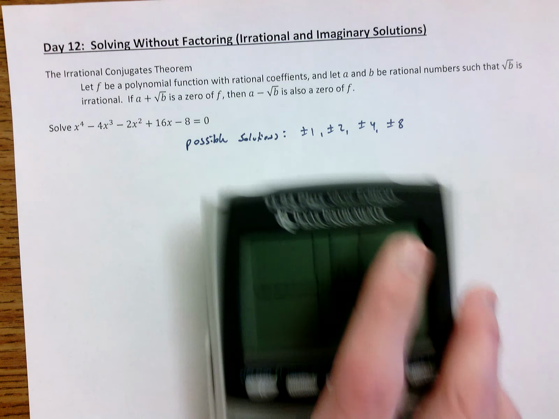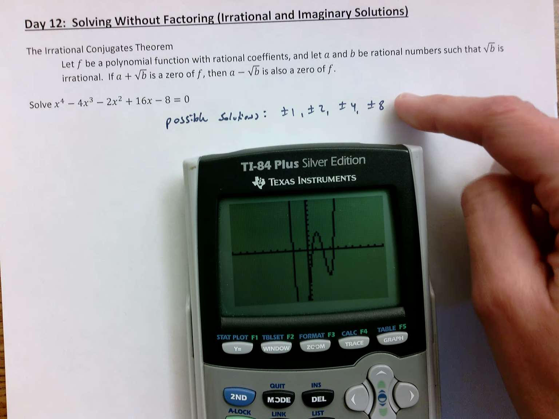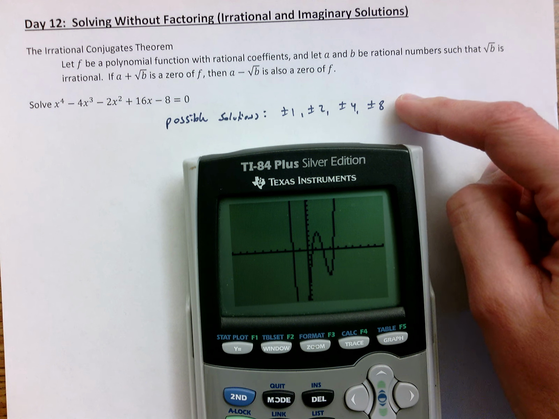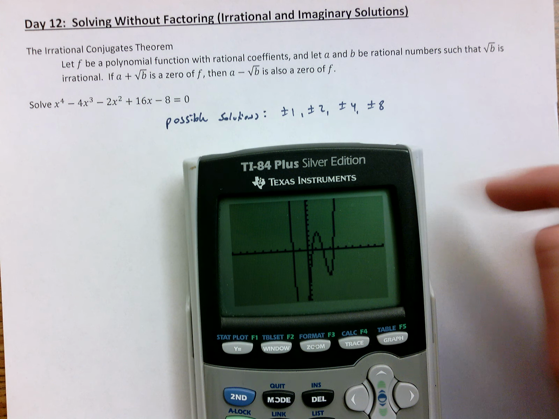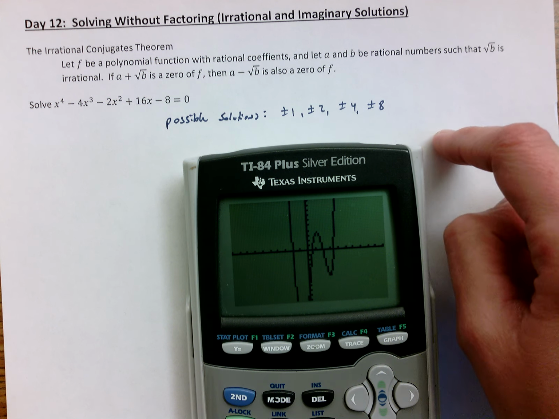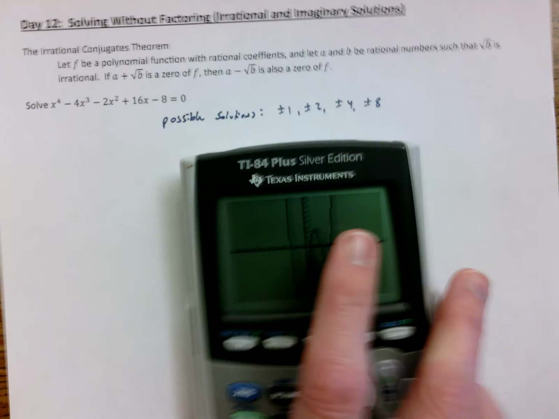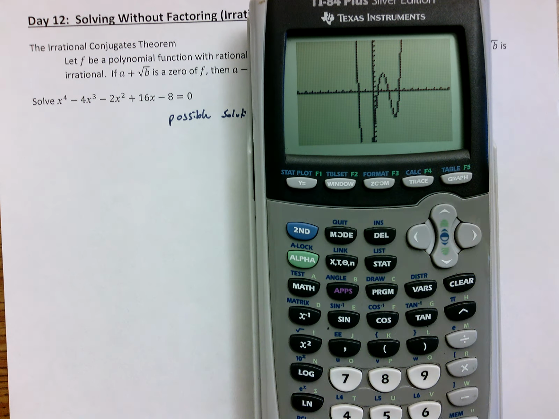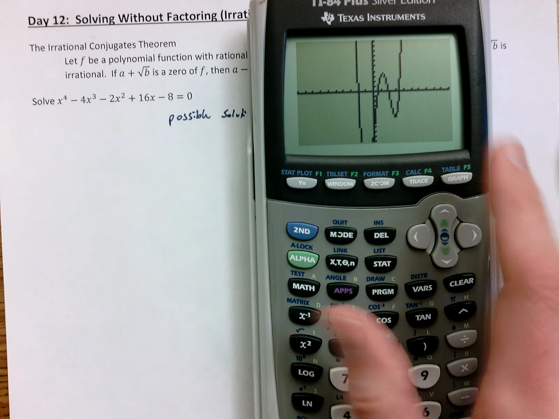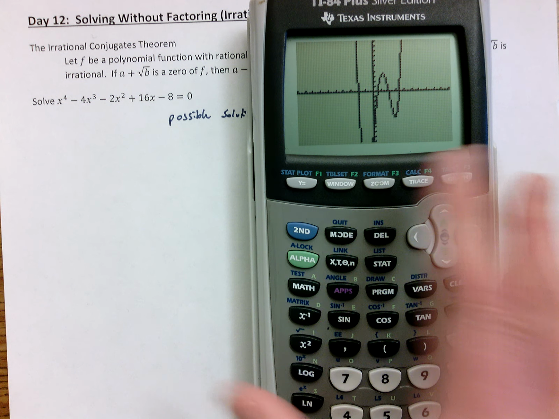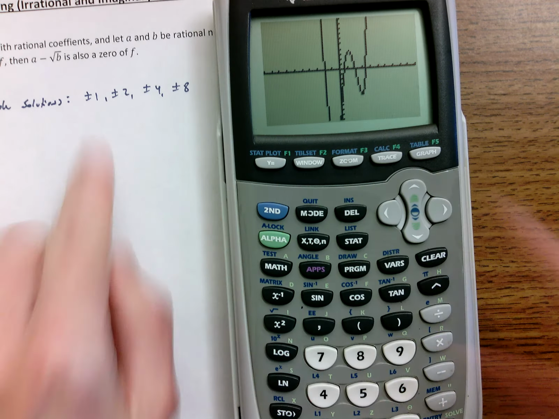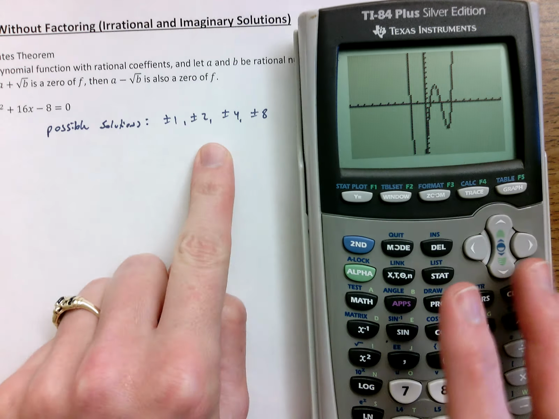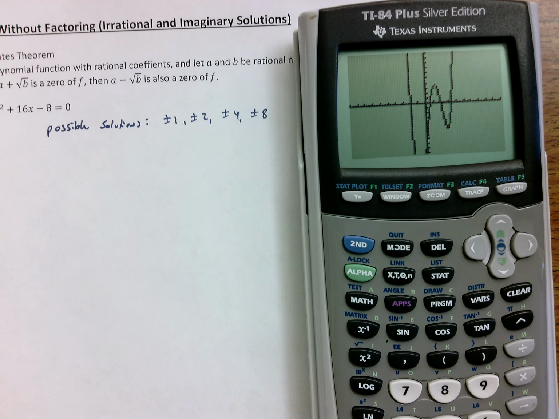You could also make sure that you adjust your window to include all of your possible answers. As long as my view screen goes between positive and -8 for my x-axis, I know I'd be able to see them all if they were there. So I've got all 4 solutions. Now I'm going to use my list of possible solutions and my calculator to kind of cheat, and make sure that something's a solution before we do synthetic division.